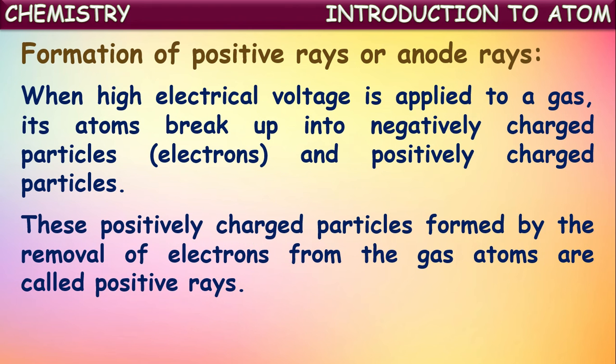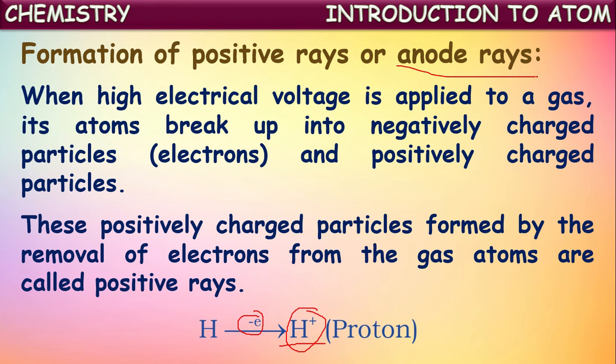These positively charged particles formed by the removal of electrons from the gas atoms are called positive rays, canal rays or anode rays. For example, if you take hydrogen gas in the discharge tube at a very low pressure and apply high voltage current, the hydrogen molecules first split into hydrogen atoms. Each hydrogen atom will be separated into an electron and one positive particle. These positive particles produced here are called anode rays.